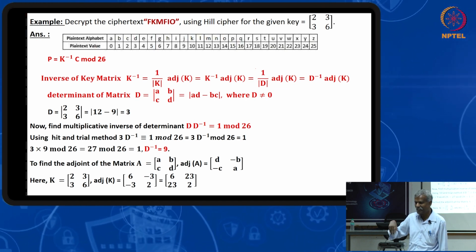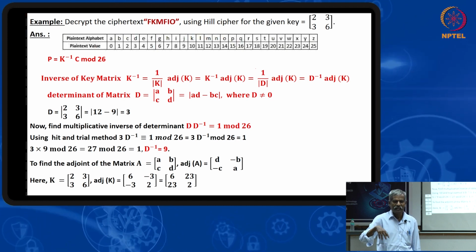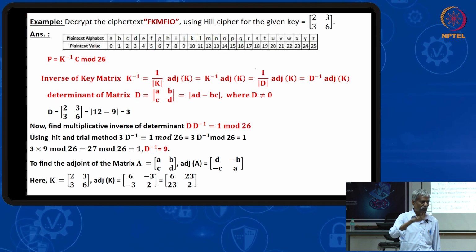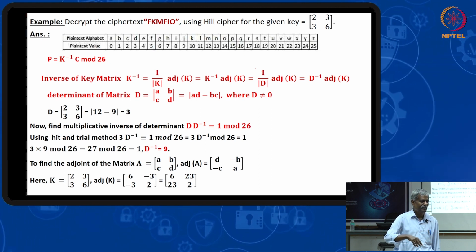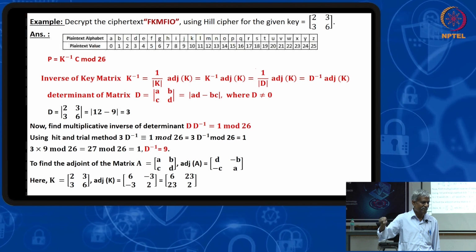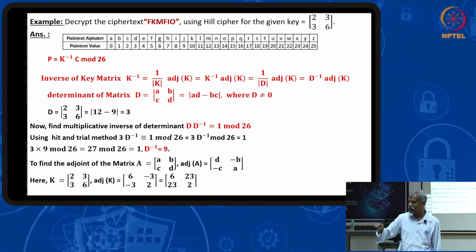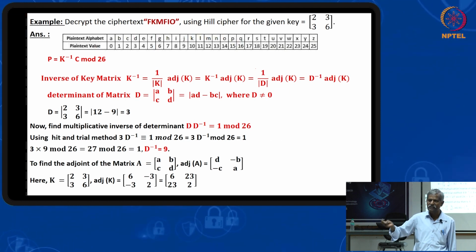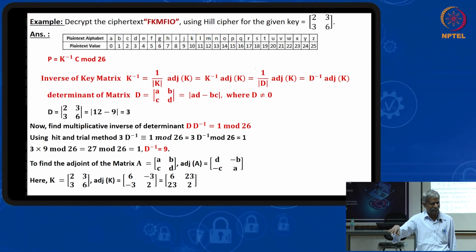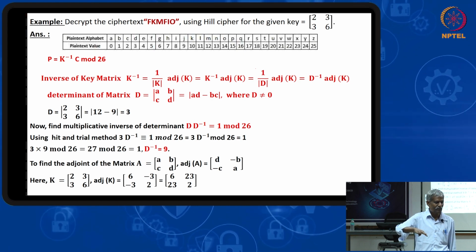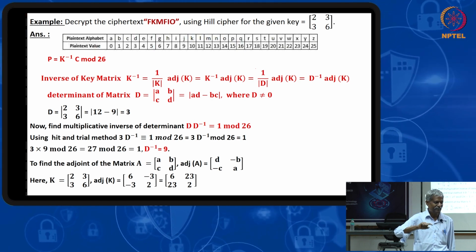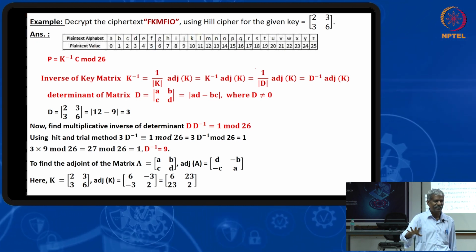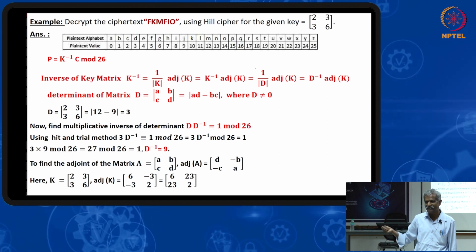Let me take modulo 7 algebra. In modulo 7 algebra, what is the inverse of 2? 2 into something equals 1 mod 7. If you take 2, 2 twos are 4, it is less than 7. If you take 3, 2 threes are 6, it is less than 7. If you take 4, 2 fours are 8, and 8 mod 7 is 1. Therefore the inverse of 2 is 4. This way you have to find the inverse.